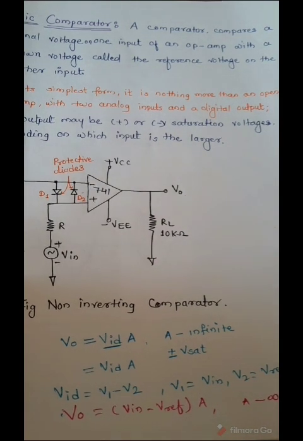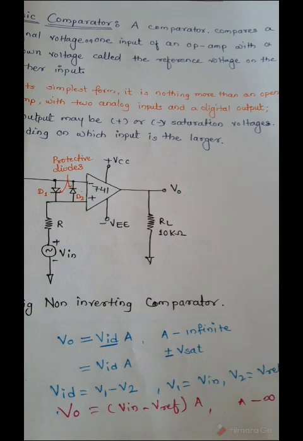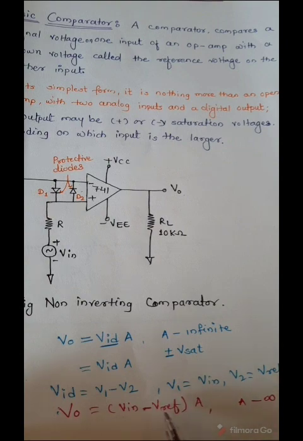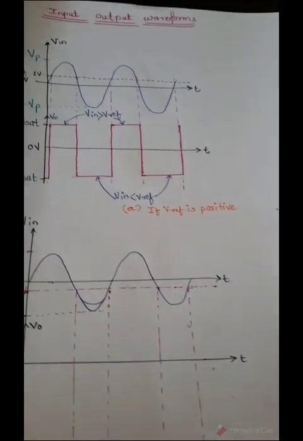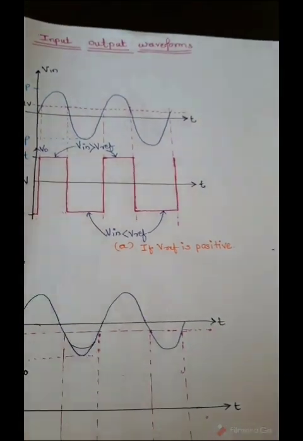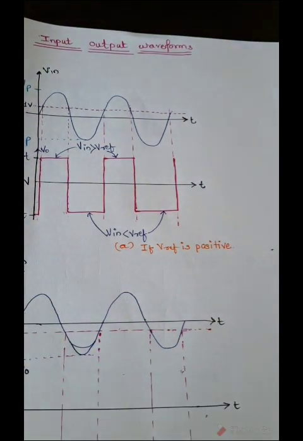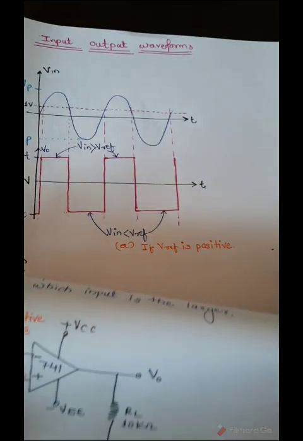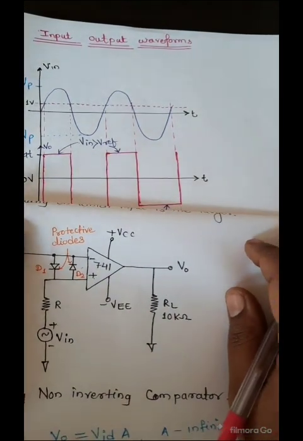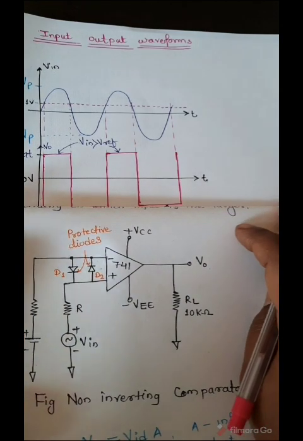So output is obviously a saturation voltage, but whether it is the positive saturation or negative saturation will be dependent on this difference of Vin and Vreference. So with the help of waveforms, we can find out the type of saturation output voltage. Okay. So let's see the input and output waveforms first. So when we are providing the sinusoidal signal, with the comparison of this circuit, we have to compare the input signal and find out the output waveform. So we'll see the circuit diagram first, according to which we have to draw the output.